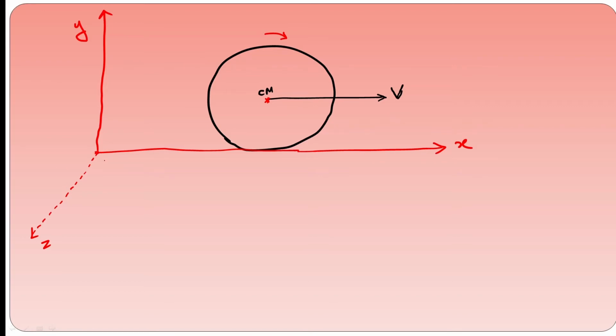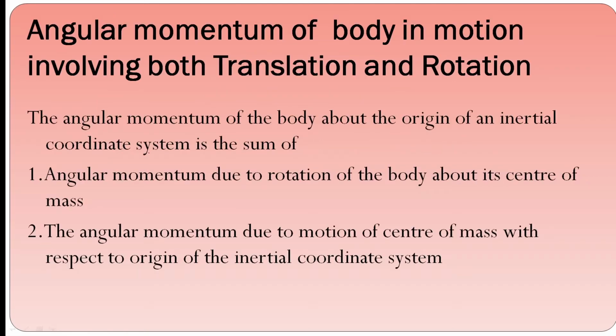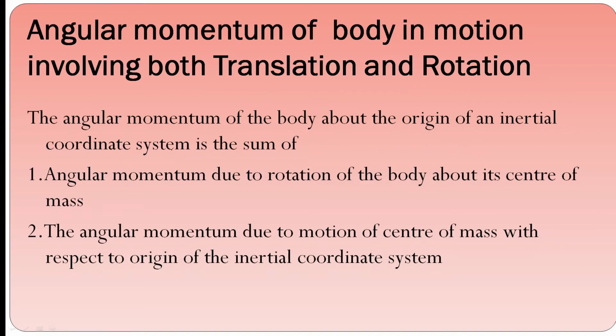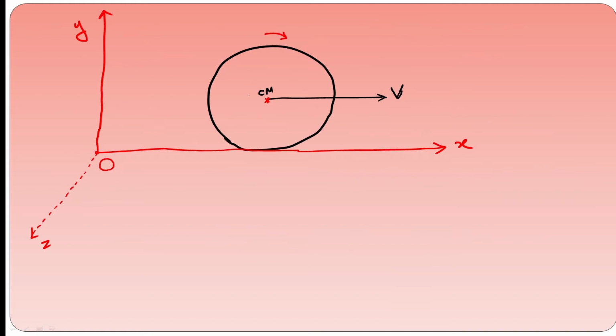Now you can see the origin. Let's see what our statement is. The angular momentum of the body about the origin of an inertial coordinate system. This is the origin of the inertial coordinate system. Angular momentum about this origin is the sum of the angular momentum due to rotation of the body about its center of mass. You can see this body is rotating about the center of mass.